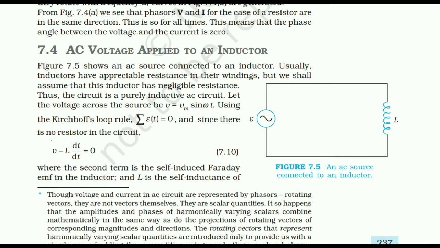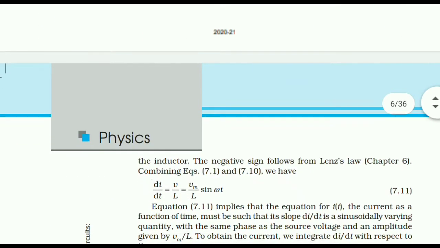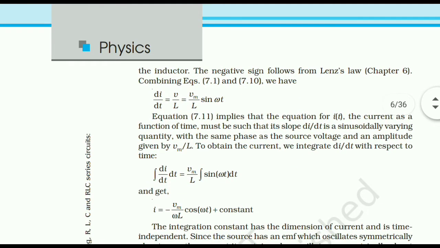Using Kirchhoff's loop rule, the summation of all the voltages varying with time t is equal to 0, and since there is no resistor in the circuit, V minus L di upon dt equals 0, where the second term is the self-induced Faraday EMF in the inductor and L is the self-inductance of the inductor. The negative sign follows from Lenz's law.